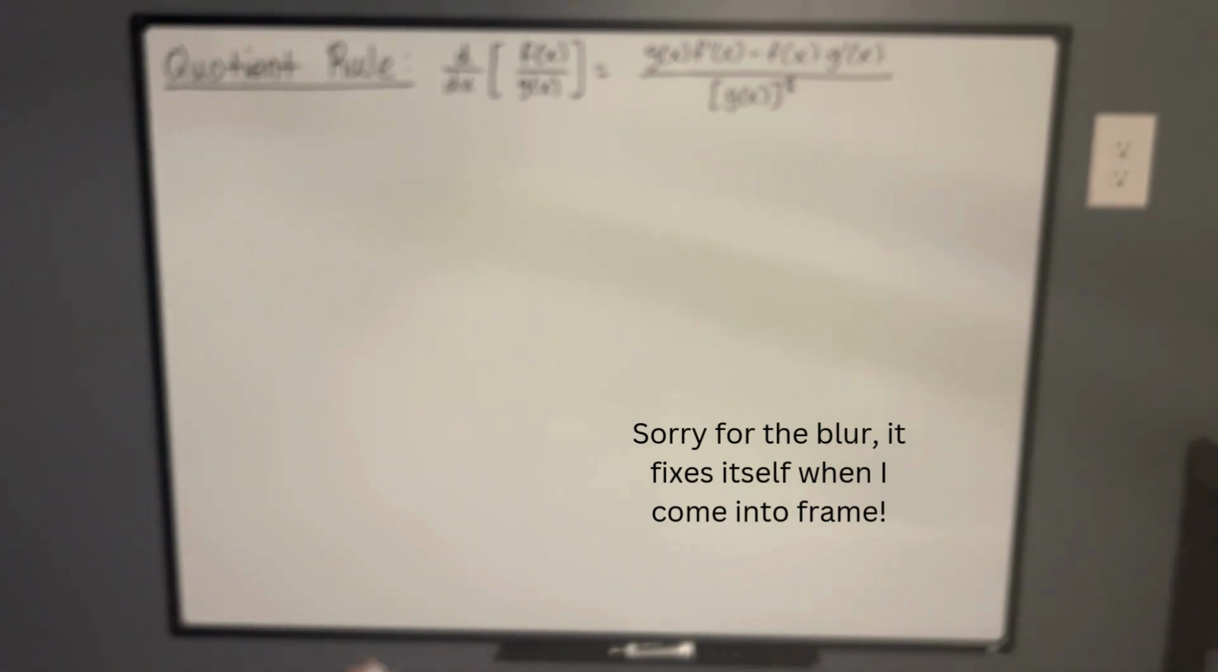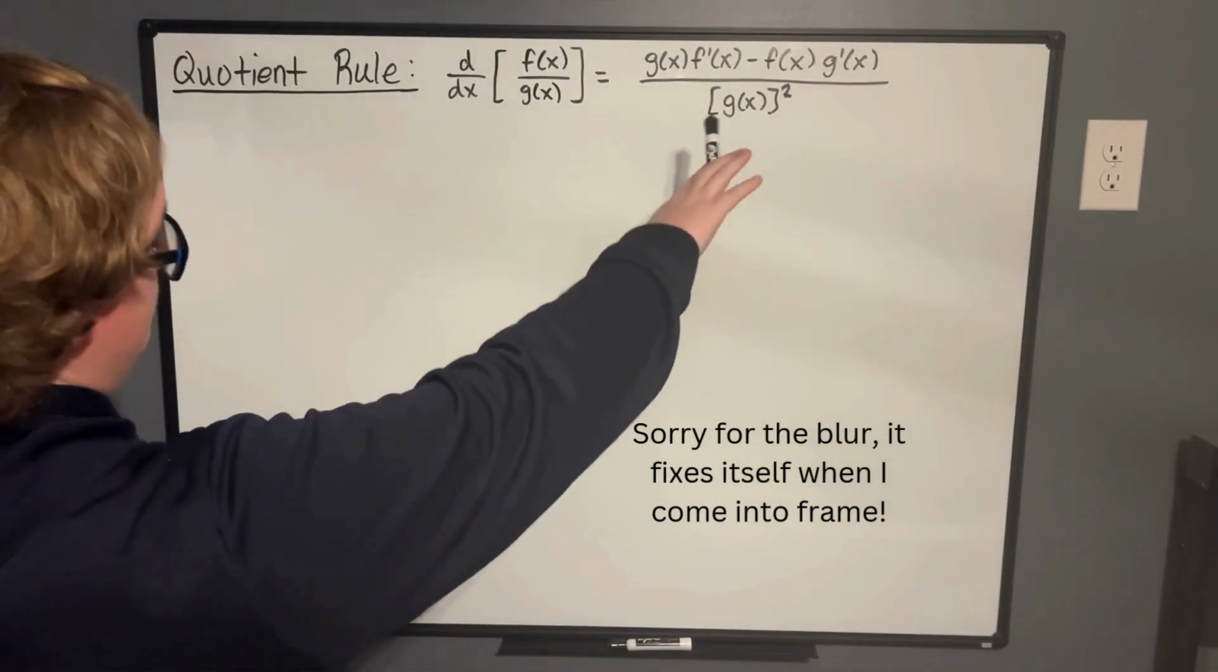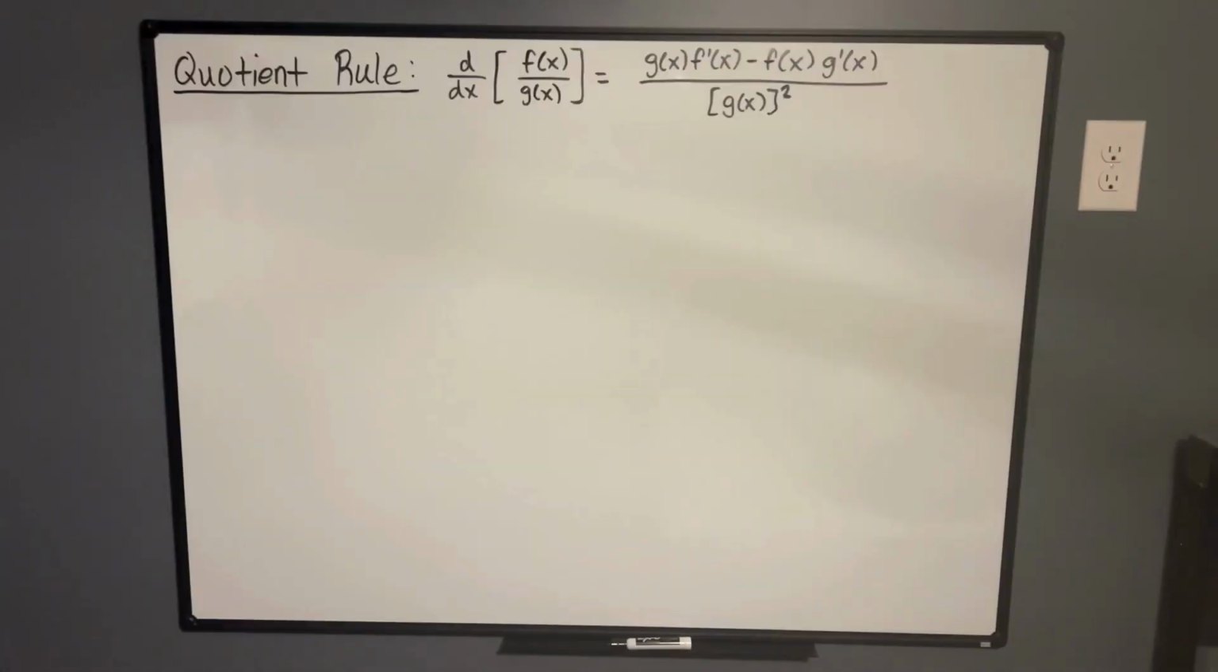So, we have that the derivative of this rational function is this big long term, and that this will always hold provided that f of x and g of x are both differentiable and g of x is not equal to 0. Right? So as long as those two things hold, the quotient rule holds.